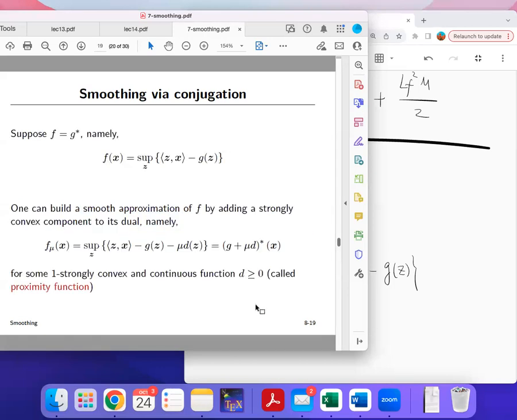So this smoothing is by adding a strongly convex component to the conjugate function. By perturbing the conjugate function, we can smooth the function. This also shows that smoothing is fundamentally connected to conjugation. And conjugation is a very important transform in optimization.